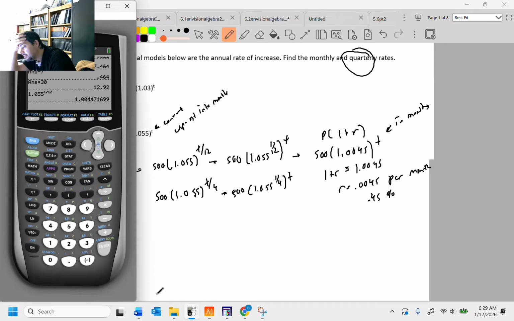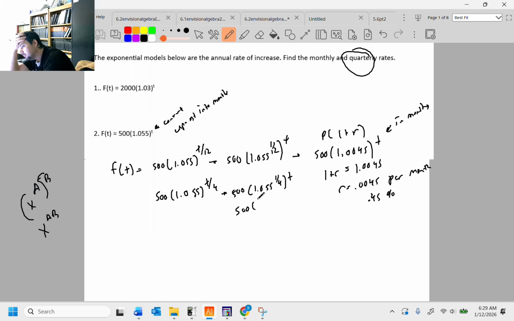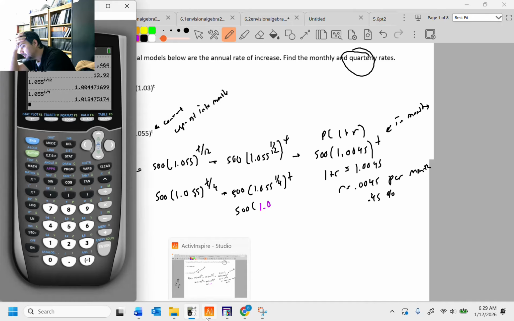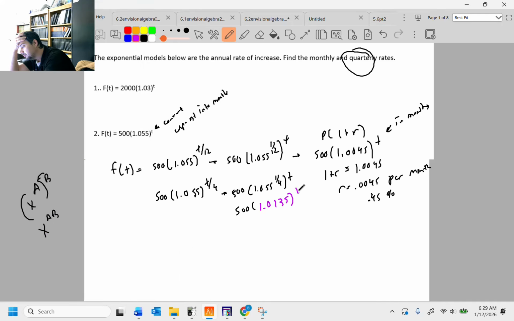And we're going to see what that yields. 1.0135. So, again, this piece lines up with 1 plus r. So 1 plus the rate of interest must be equal to 1.0135, which means the rate of interest per quarter is 0.0135, or 1.35% per quarter.